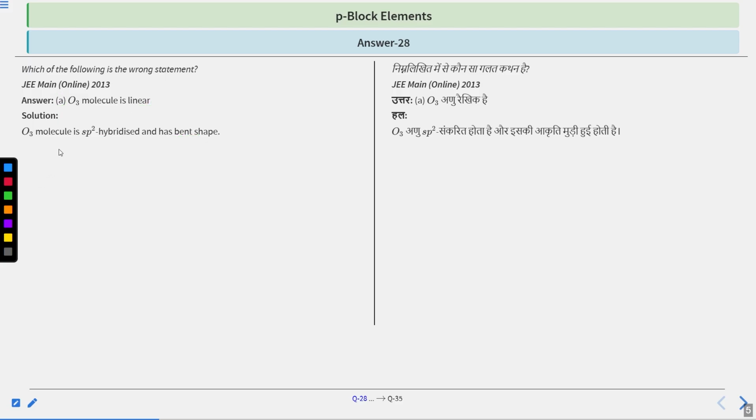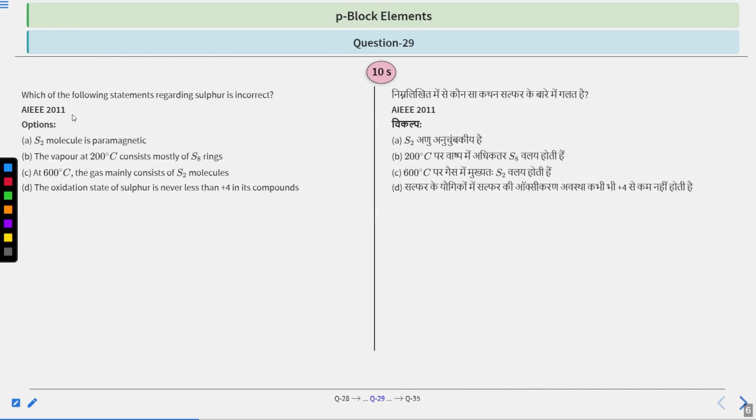Okay, let's move to the next question. Question number 29. Which of the following statements regarding sulfur is incorrect? We have to choose from the options which statement about sulfur's properties is incorrect.